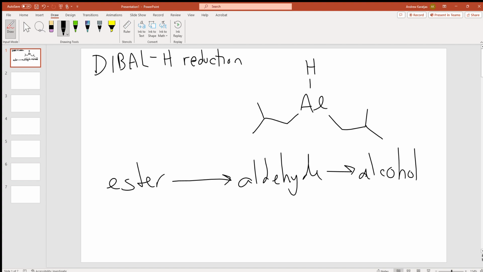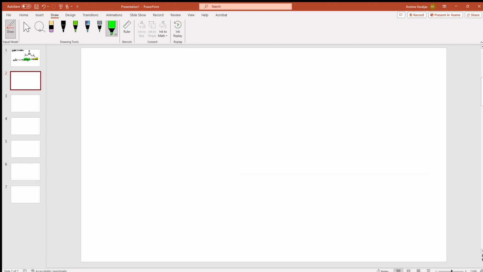The advantage, though, with DIBAL is that, at least in theory, this is one of those reactions that always works well on paper, sometimes works well in the lab. But at least in theory, we have the option of whether we want both reductions to take place and form the alcohol, or if we just want the one reduction to take place and we want to stop at the aldehyde. So how does this occur?